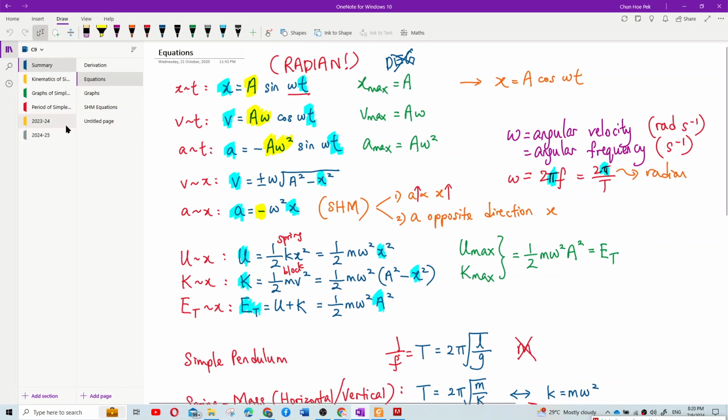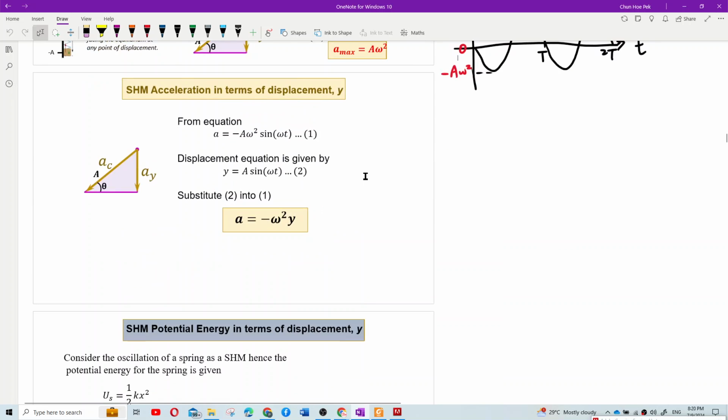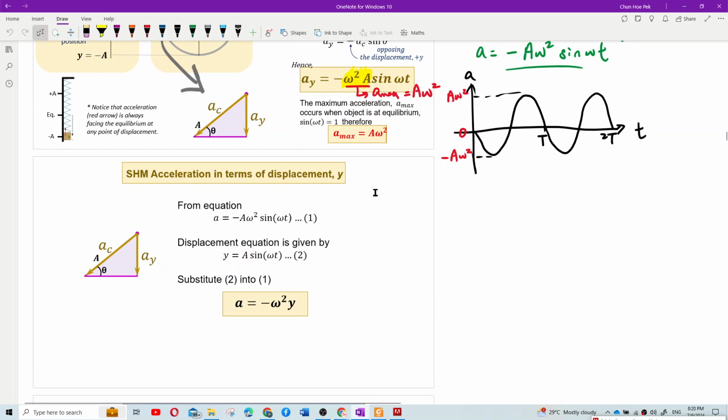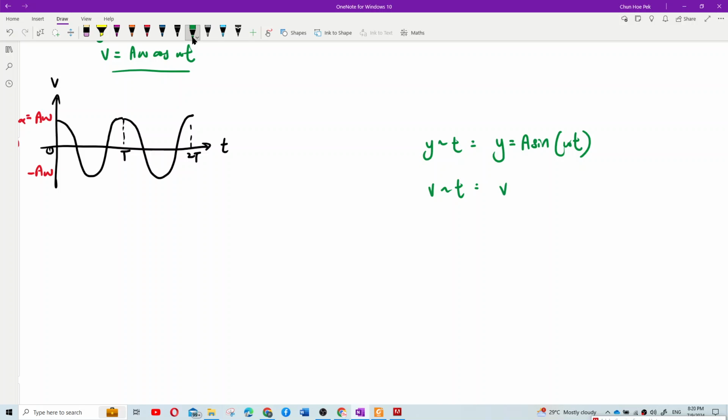Okay, wait. Let me show you. I just want to list out and summarize. Displacement versus time graph. What is the equation again? y equal to A sine omega t. Velocity versus time equation. What is it? Velocity equal to A omega cos omega t. You must memorize this one, class.